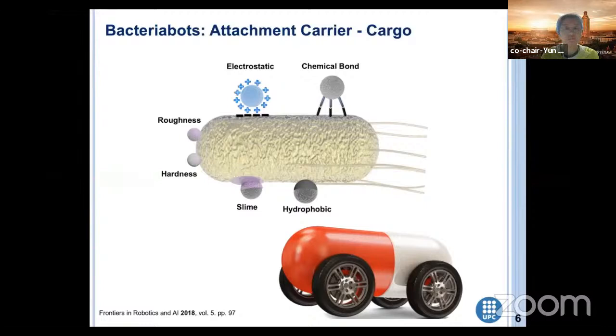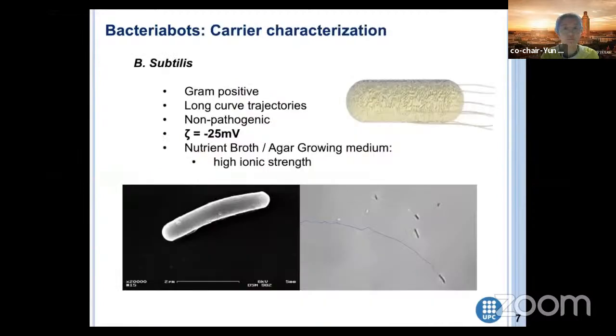We focus on the development of bacteria bots using non-pathogenic bacteria, like the ones that are part of our own microbiome. Bacillus subtilis is a viable carrier. It's a gram-positive bacterium. When we describe the swimming behavior, it has long curved trajectories. It's non-pathogenic, as I've said before. The zeta potential is minus 25 millivolts, which gives the idea that interaction with positive surfaces is quite good.